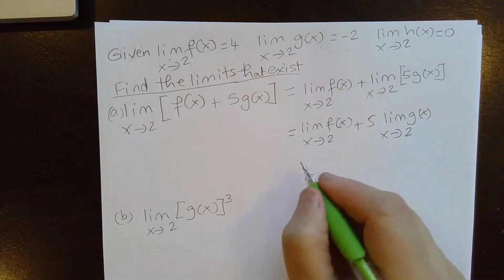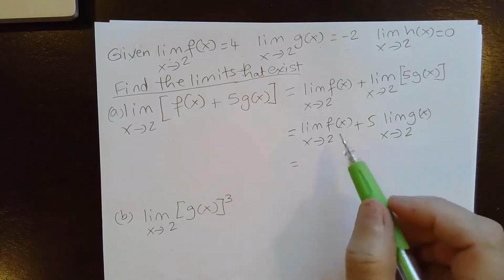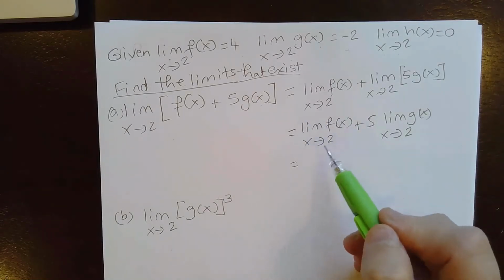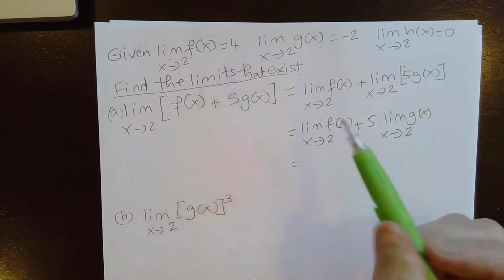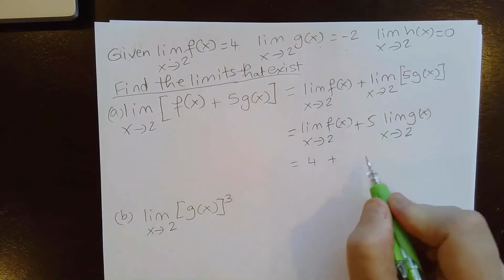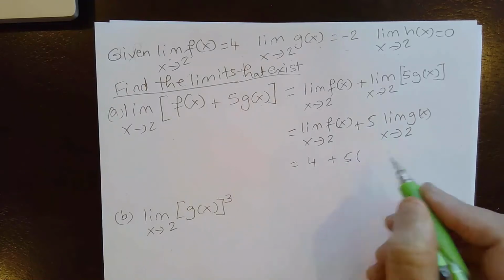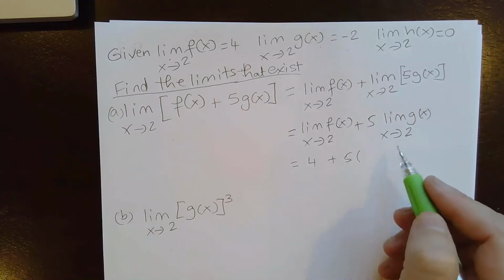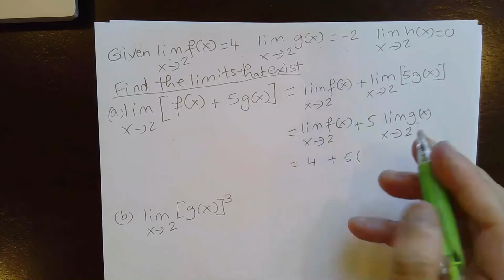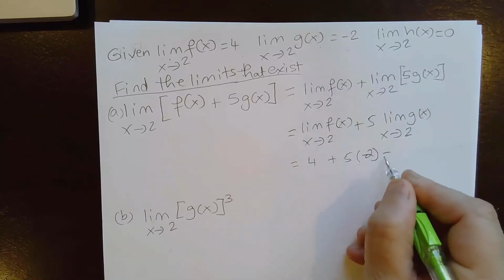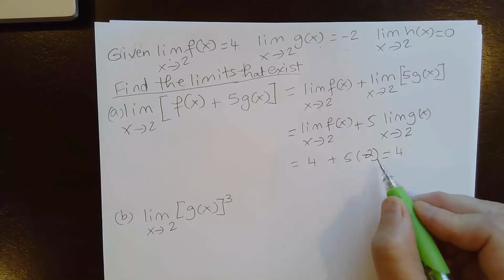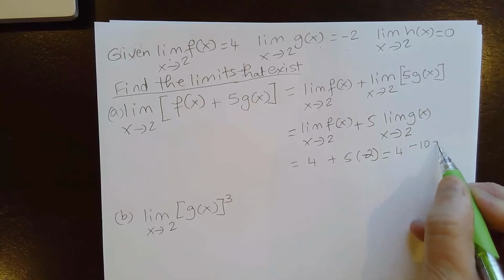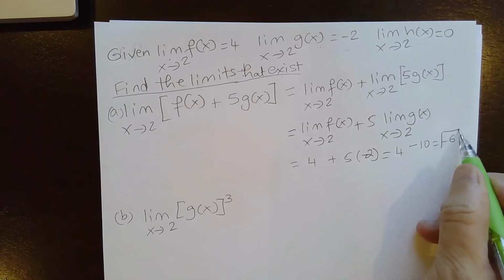And now what we can do, we already have this, right? The limit of f of x as x approaches 2 is 4 plus 5 times the limit of g of x as x approaches 2, which is -2. And that will give us 4 plus 5 times -2, minus 10, which is -6. So this is the first example.